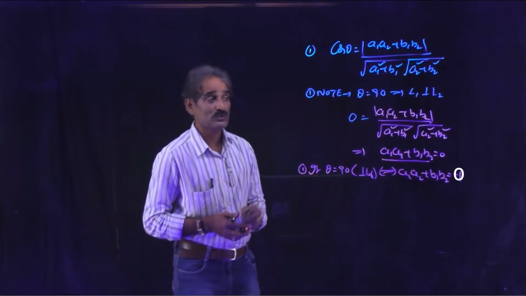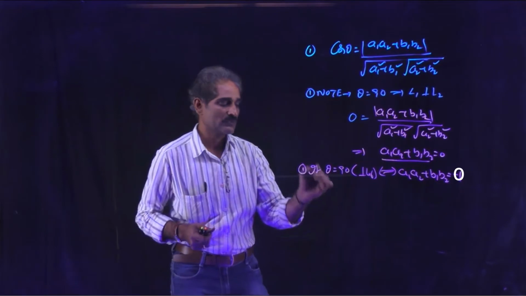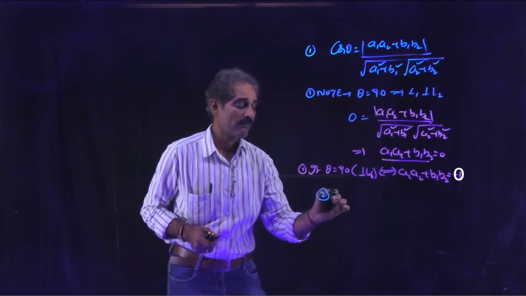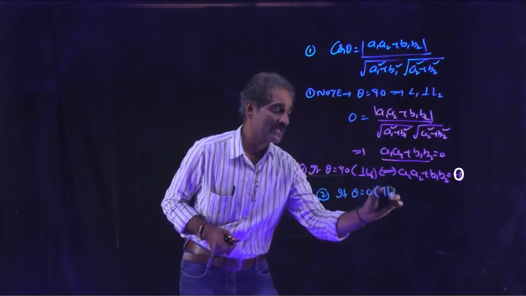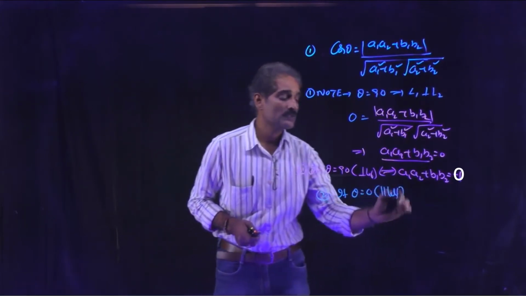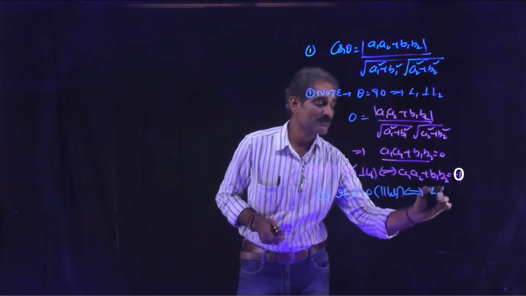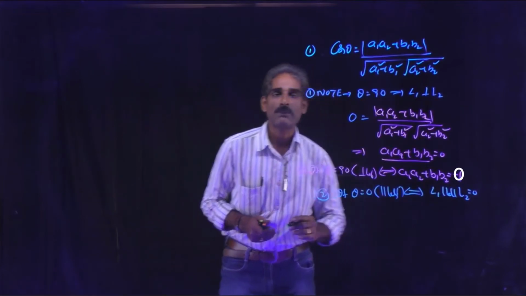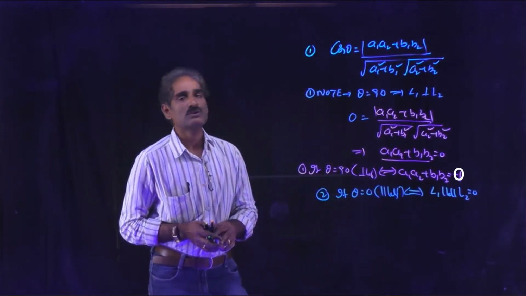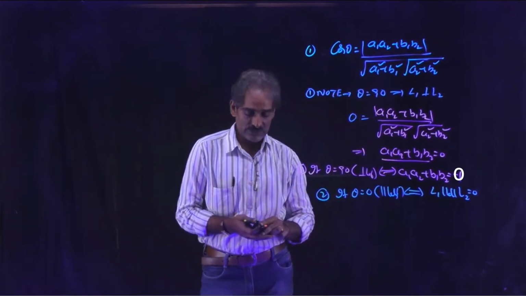Second one, note 2. If theta equal to 0, that means parallel lines. So what will happen? For parallel lines, L1 is parallel to L2, theta equal to 0. So put theta equal to 0 in the given formula.